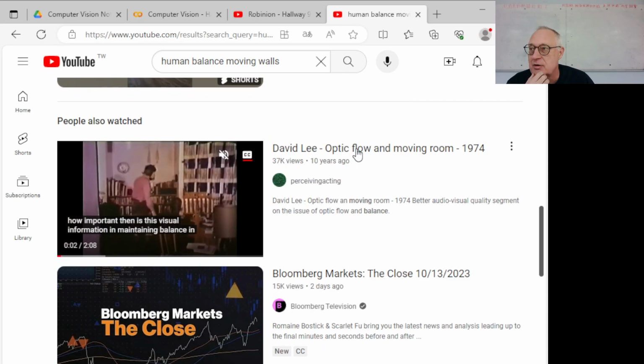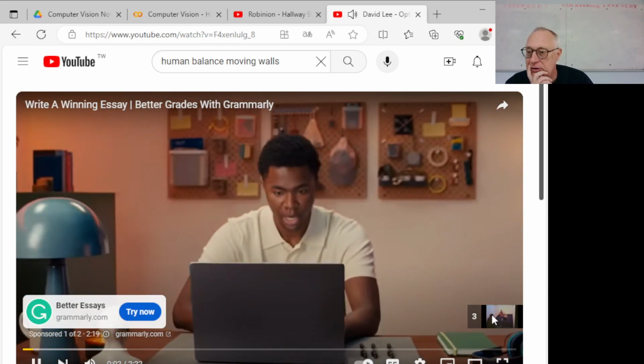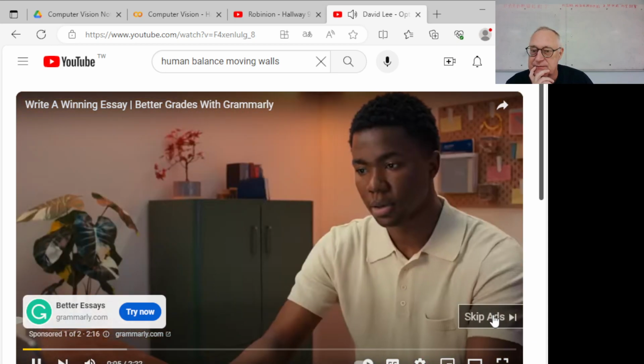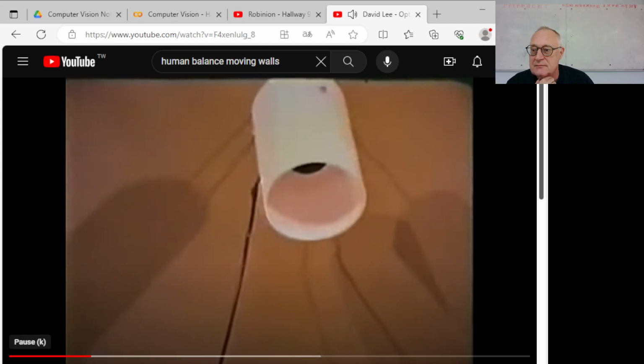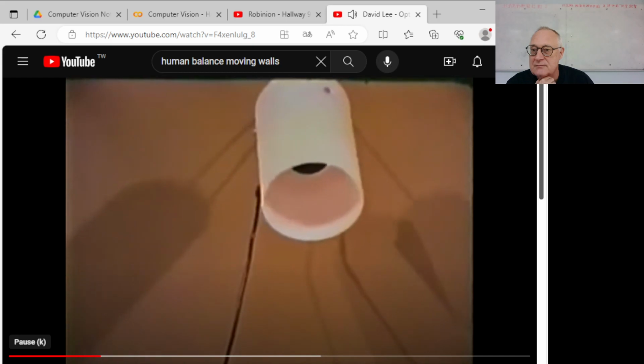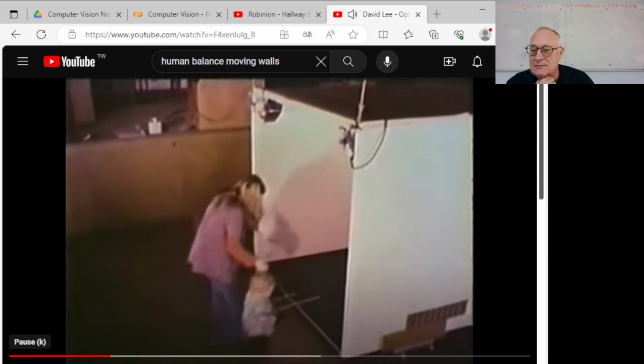David Lee did research on this in 1974. How important then is this visual information in maintaining balance? In most adults, even when doing a difficult task, the sway is small and balance is easily maintained. But if visual information is important, then it should be possible to upset a subject's balance in an experimental room by moving the room gently forwards or backwards.